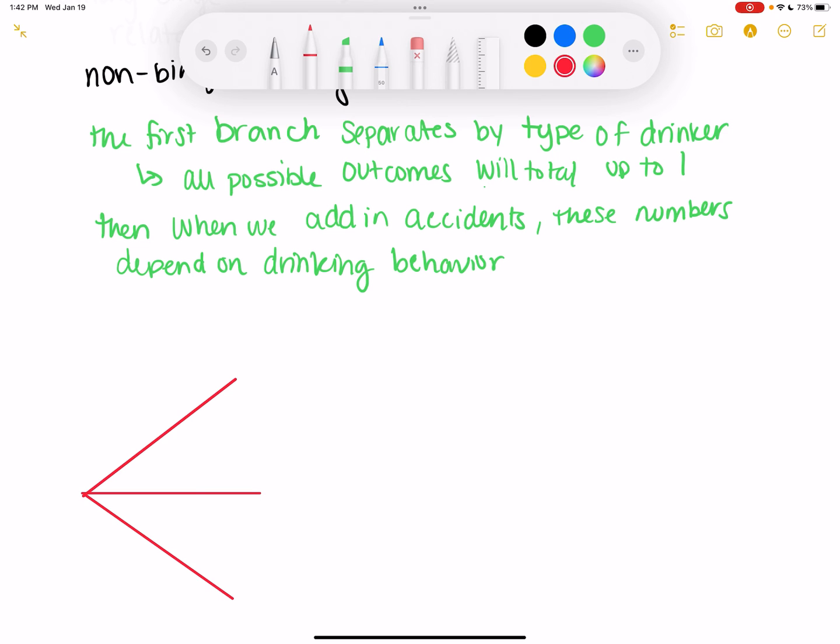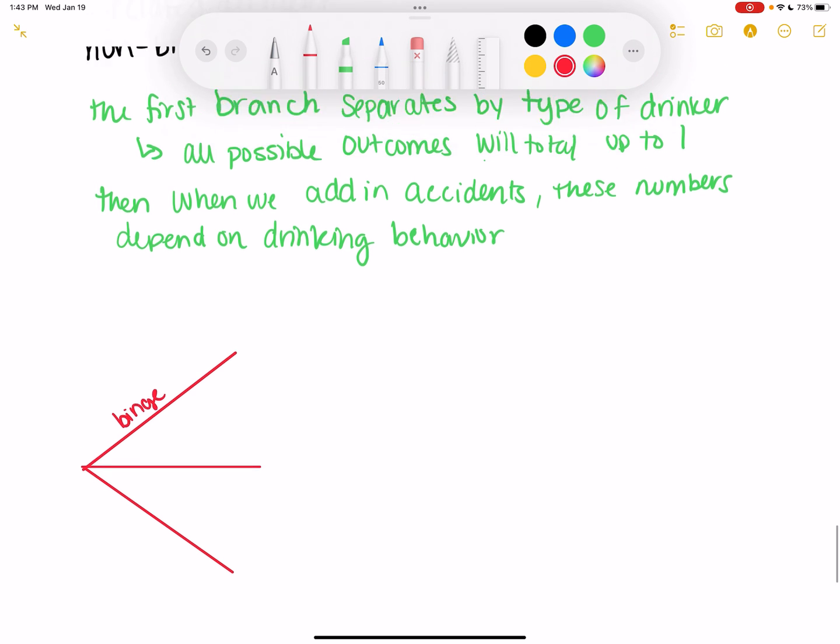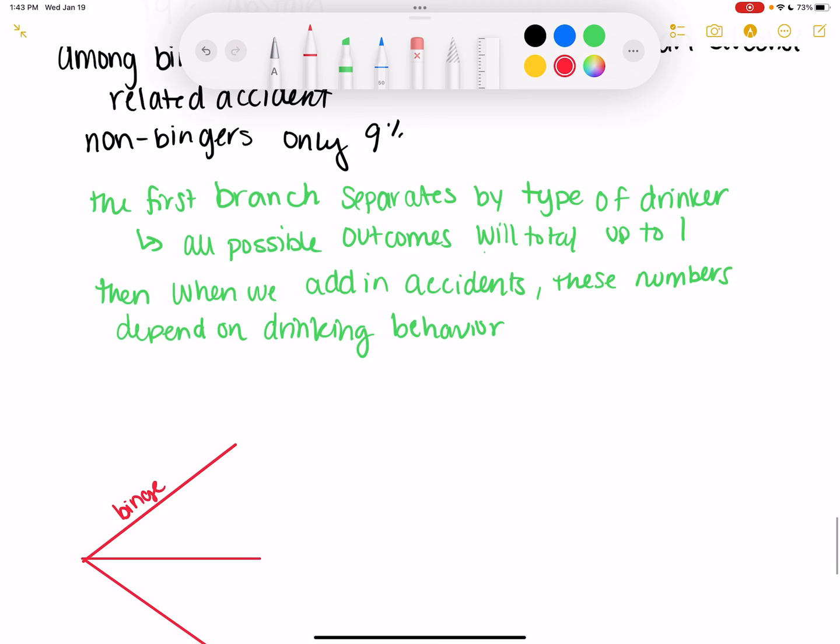Each set of branches adds to 1, so the other branch is... I think it's supposed to say branch. All right, so the top one is going to be binge. And we're literally just putting in the numbers from up here. So 0.44. Moderate in the middle, it's 0.37.